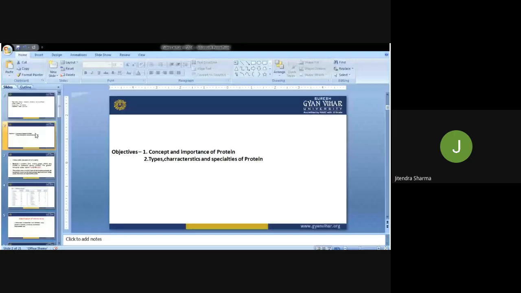Now going over all the objectives, we have discussed the concept of protein, and we have also classified protein on various bases and parameters, and discussed its characteristics up to a certain extent. So I think we have completed this topic, and if you have any query, please ask.